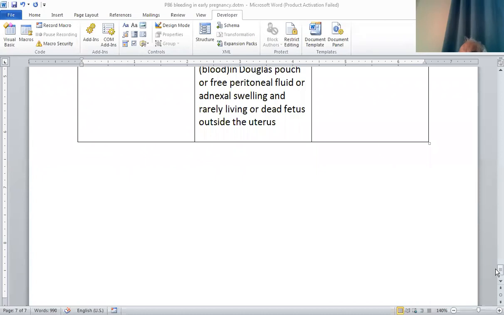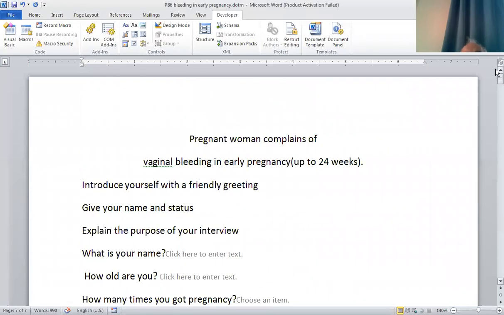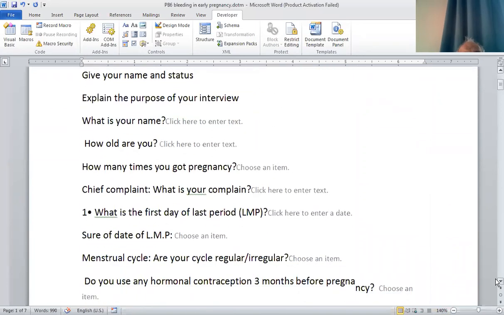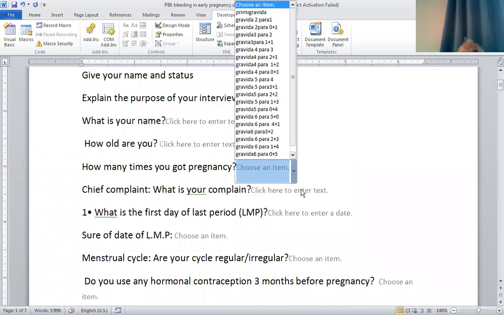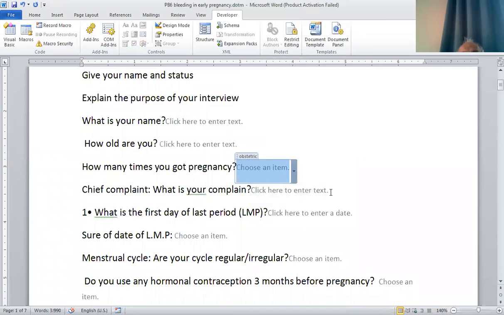So I'm going to discuss how to take the history of a pregnant woman who complains of vaginal bleeding in early pregnancy, up to 24 weeks. We are going to ask about the name of the patient, how old the patient is, how many times she got pregnant, and we will ask what the complaint of the patient is.